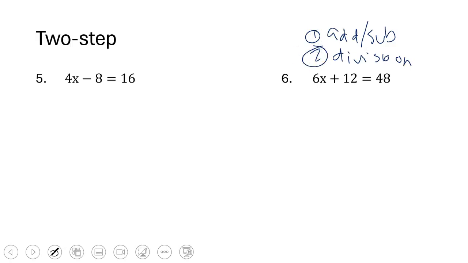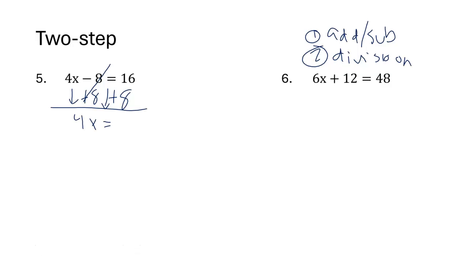For these two-step problems, add, subtract is first. So I'm going to handle that negative 8. I'm crossing the equal, so what's opposite? Positive 8. So add 8 to both sides. Bring down your 4x so you don't lose it. Bring down that equal sign so you don't lose it. And 16 plus 8 is 24. So write your 24.